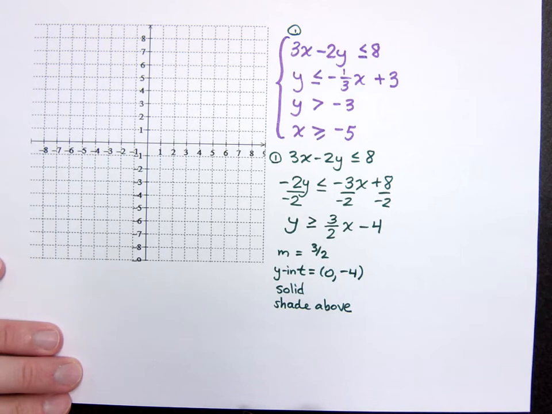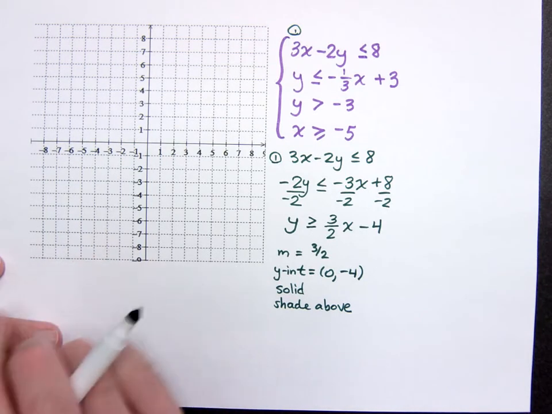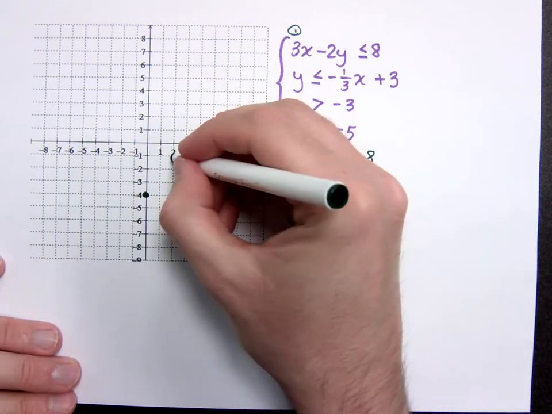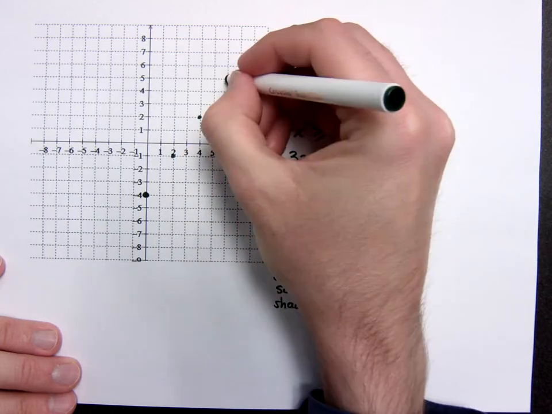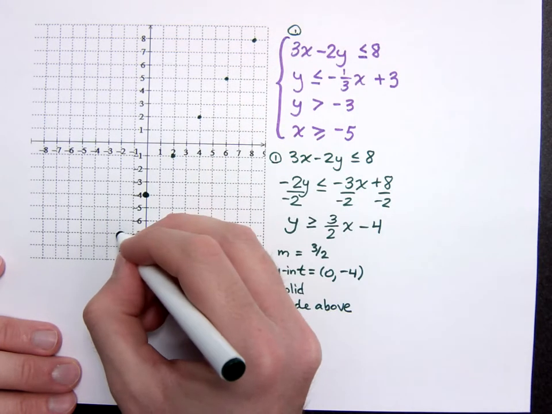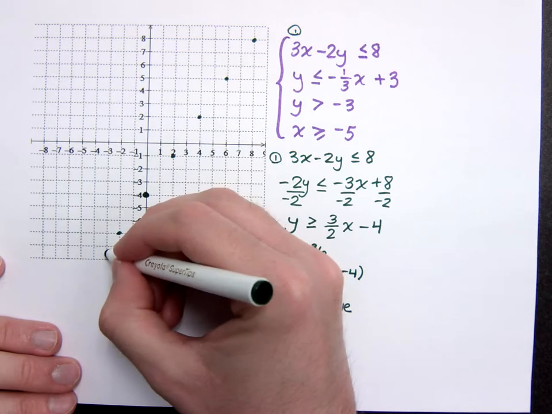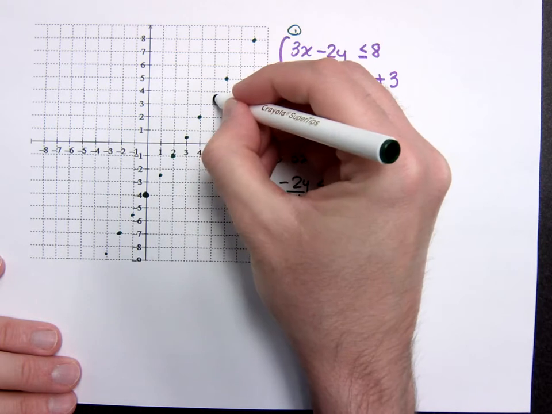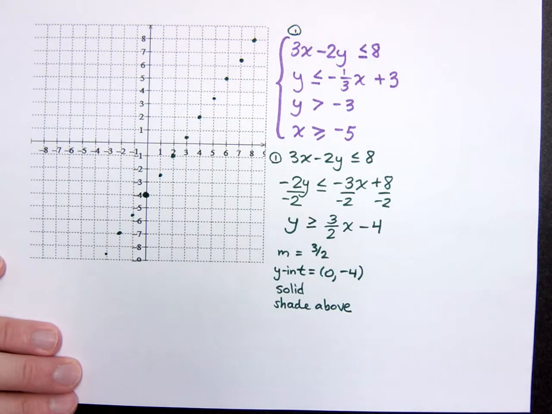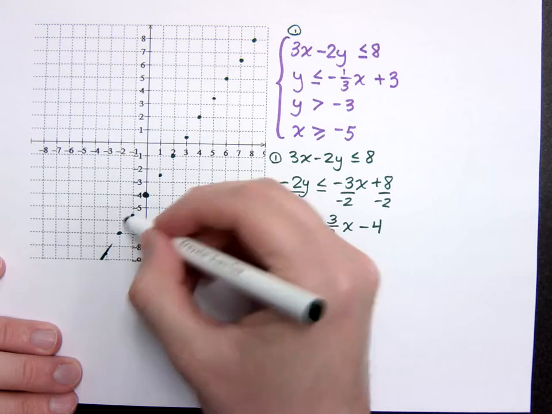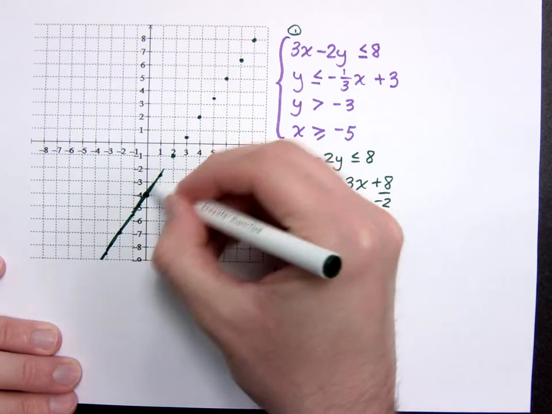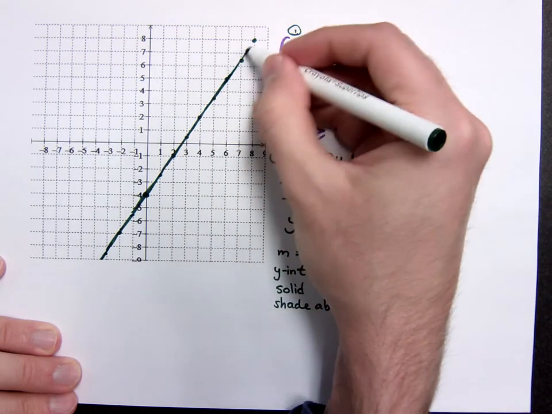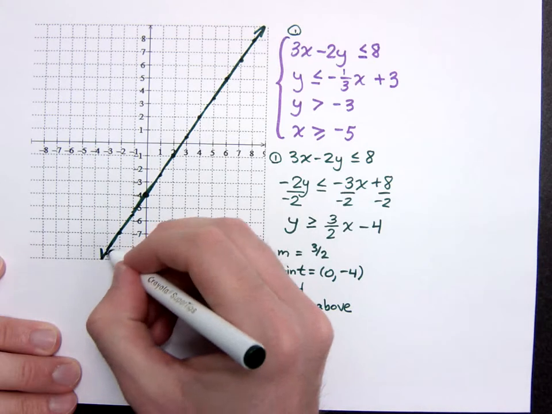Okay, so let's go ahead and put this on our graph. We have 0, negative 4, and I've got a slope of 3/2, so up 3 over 2. I'm going to go ahead and put the midpoints on here, because the more points I have, the more accurate I'm going to be. So draw your nice straight line through these points, and make your little notes.